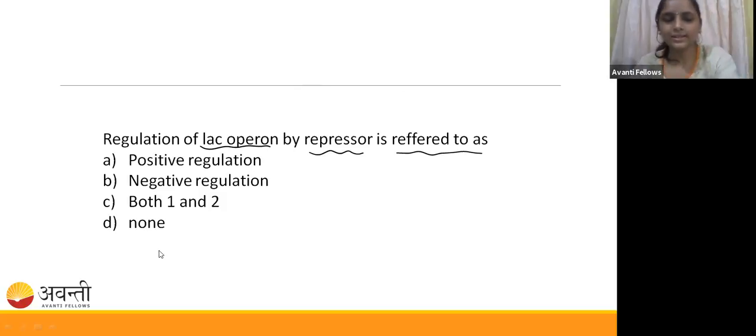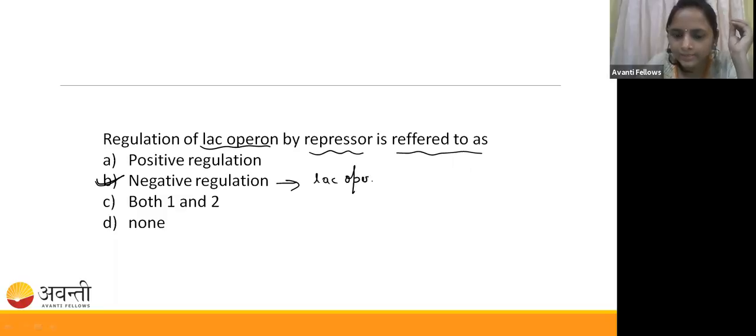Very good, Prachi. Yes. The correct option is option B, negative regulation. I have told you, right? Whenever there is no lactose present in the media, the genes are off. There is no transcription going to take place. So that's why the lac operon is an example of negative regulation.